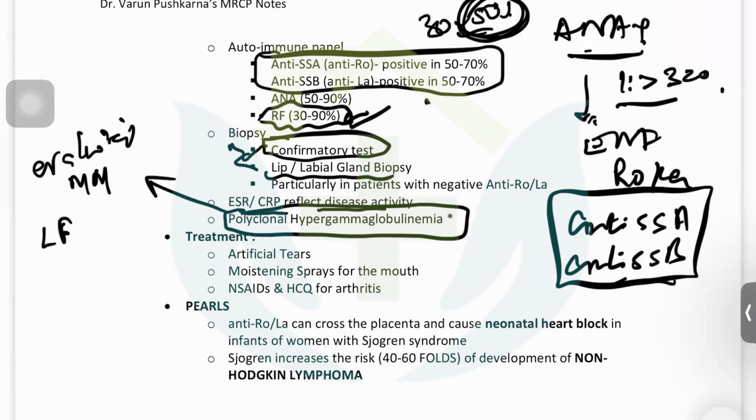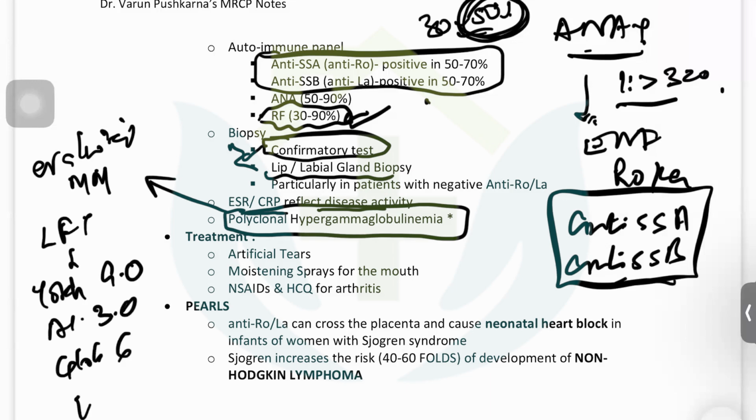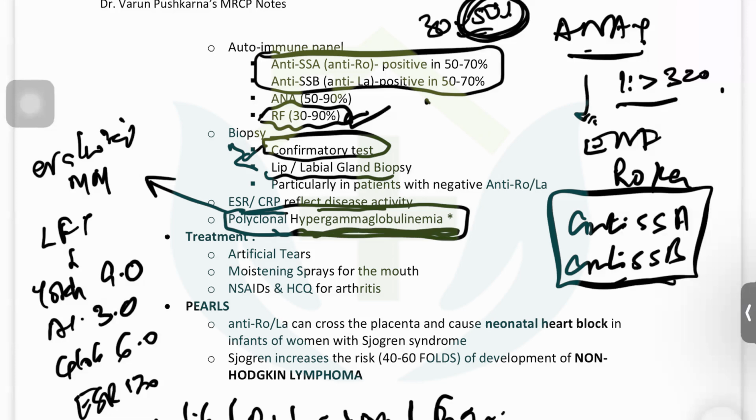So in the LFT, you look at the total proteins, you say, okay, 9, albumin is 3, and globulin is 6, with ESR of 120, slightly elevated creat of 1.6, but a normal calcium. So you do a bone marrow and you don't find anything, no plasma cells. So basically, it could very well be Sjogren syndrome, because the patient can have polyclonal hypergammaglobulinemia and they respond very well to steroids and DMARDs.